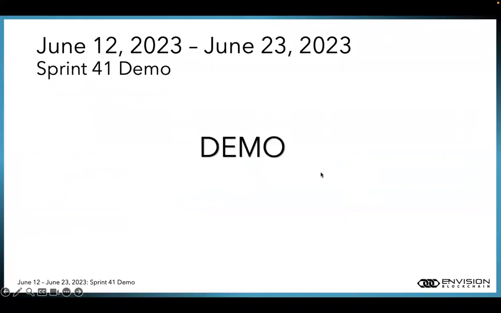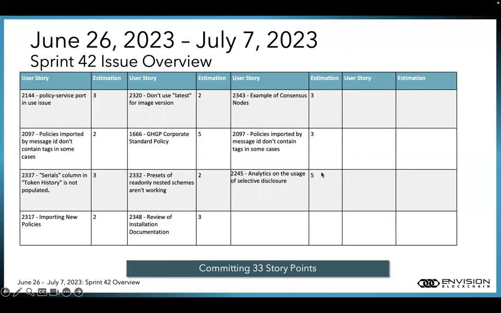So that was a demo for Sprint 40. Now let's talk about some of the issues that we'll be tackling in Sprint 42. In Sprint 42, we are currently committing to 33 story points, which includes 2144 policy service port in use issue, 2097 policies imported by message ID don't contain tags in some cases, 2337 serials column in token history is not populated, and 1666 GHCP policy, corporate standard policy.